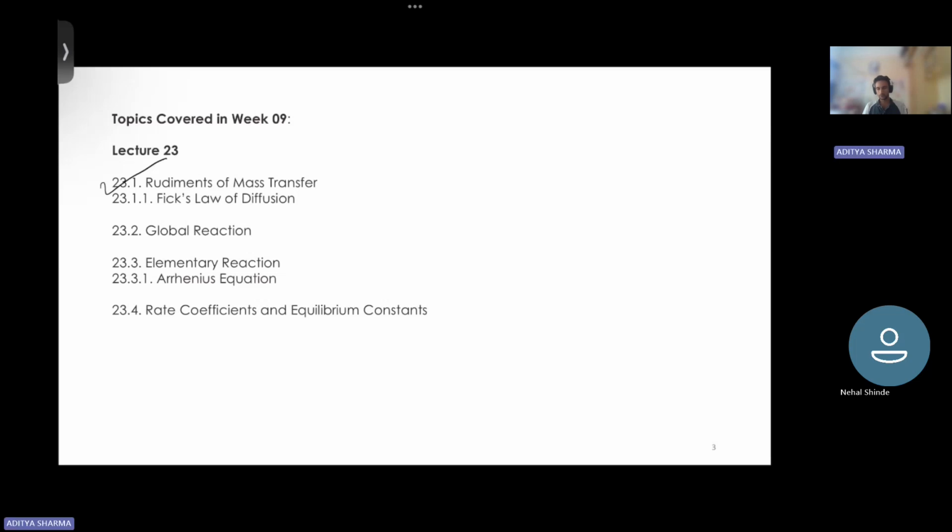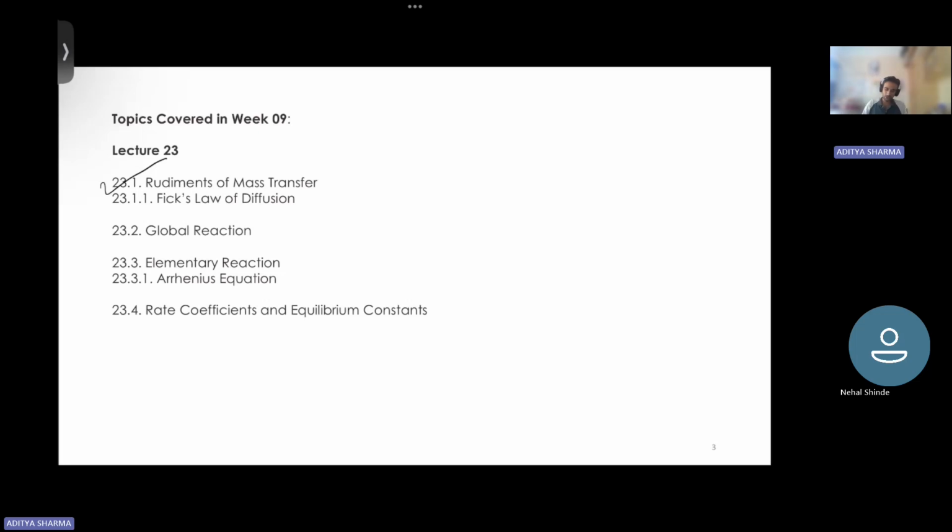So for that purpose, we define our reactions as global reactions and then elementary reactions, right? And in elementary reactions, also based on the number of reactants, we define our reaction. For example, it can be unimolecular, or it can be bimolecular. So this way we have done our discussion on the chemical reactions, right?